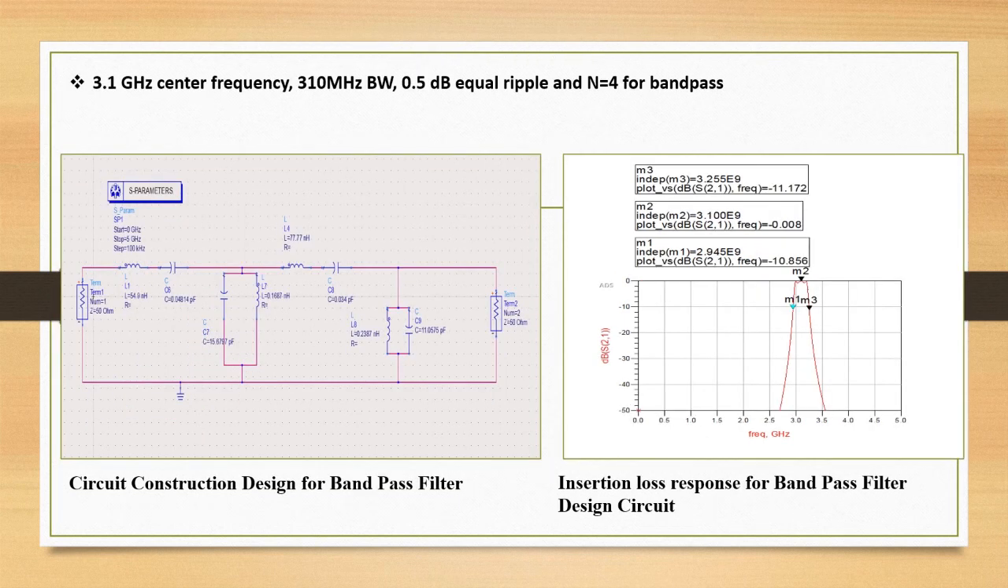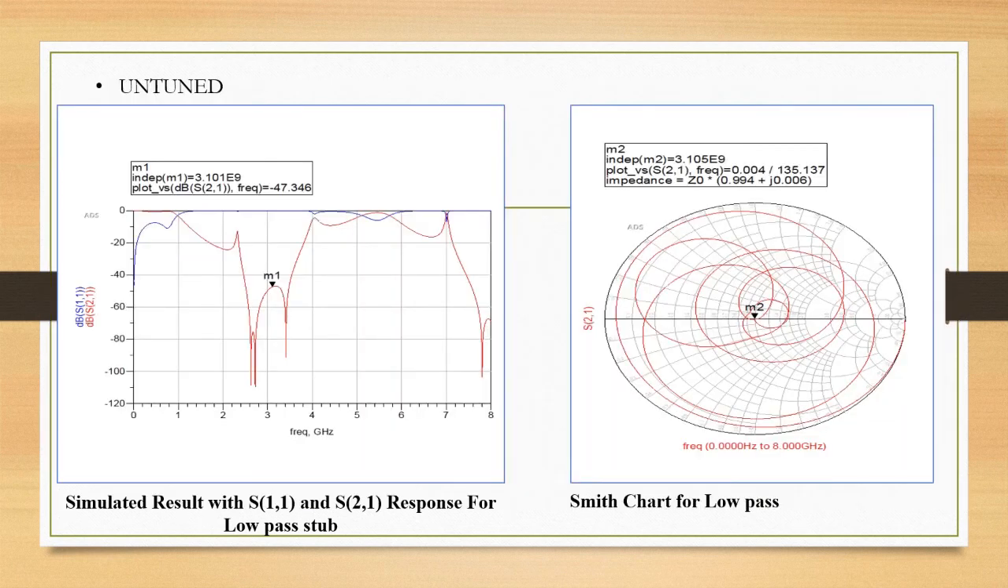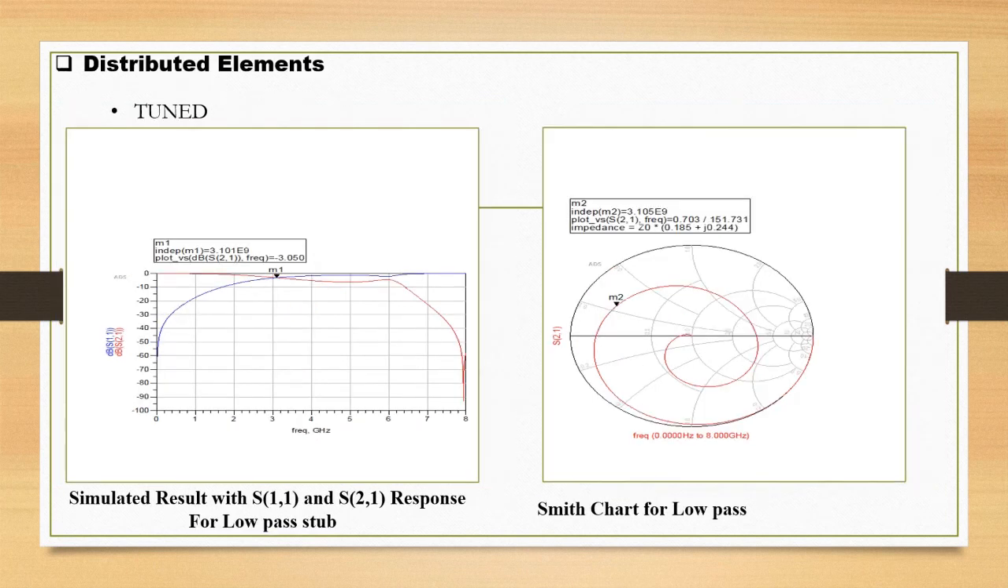Then the band pass filter design with the same figure constructed on the left hand side and the right hand side is the frequency response of it. Lastly, the distributed element of a low pass filter design. After the construction of the distributed element of the low pass filter design, the length of each element is required to be tuned in order to obtain the optimum performance.